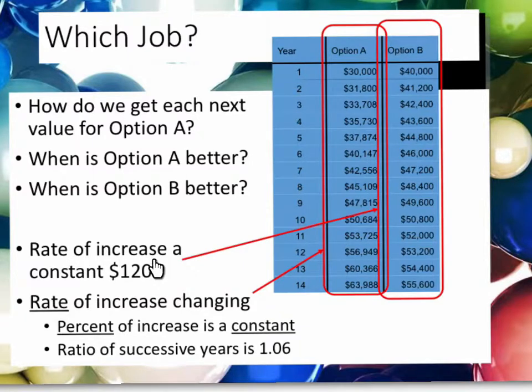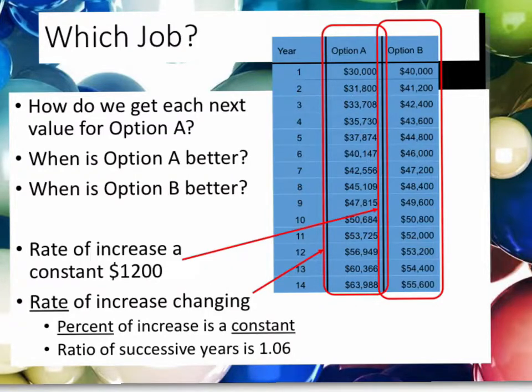So remember, for option B, we had a rate increase at a constant $1,200. And for option A, the rate of increase is changing. The percent of increase is a constant though. So the ratio of successive years is 1.06. This is the number that we use to multiply each value to get to the next one.